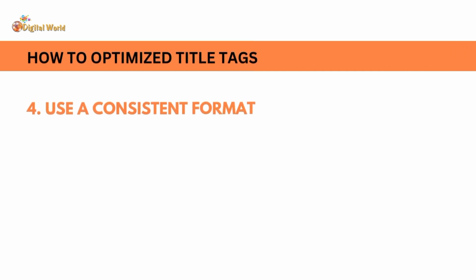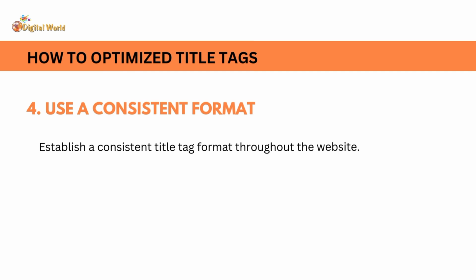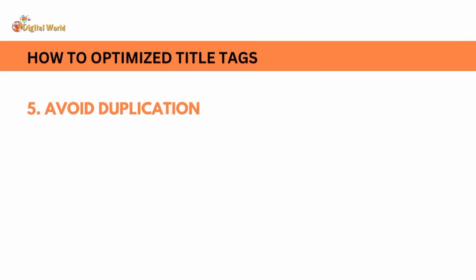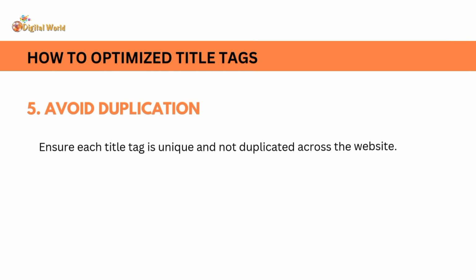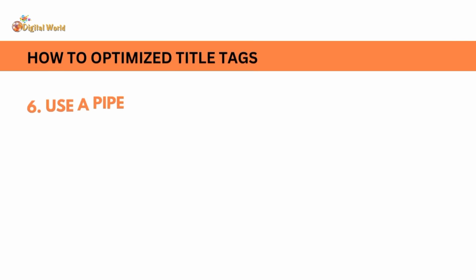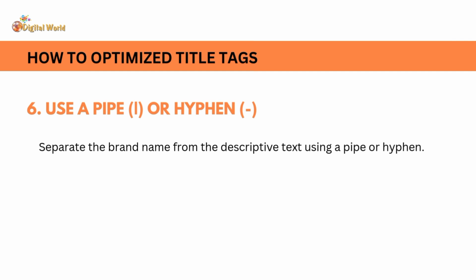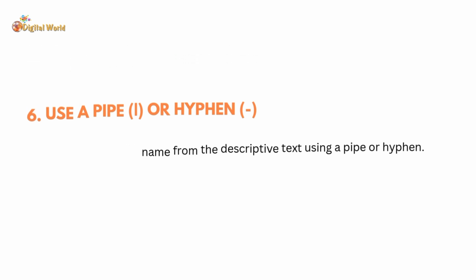Number 4. Use a consistent format. Establish a consistent title tag format throughout the website. Number 5. Avoid duplication. Ensure each title tag is unique and not duplicated across the website. Number 6. Use a pipe or hyphen symbol. Separate the brand name from the descriptive text using a pipe or hyphen.